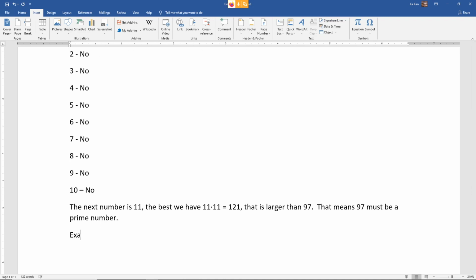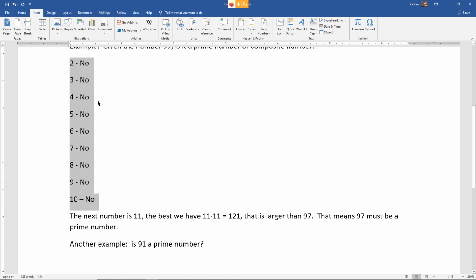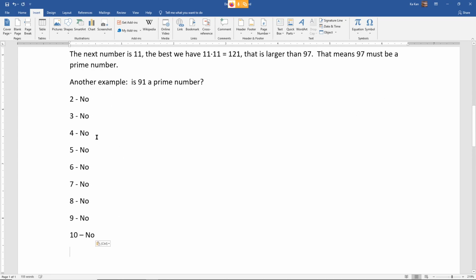I want to show you another example though. Another example is 91, is it a prime number? So this is a tricky one. 91. I'm going to do the same thing as before. I just get all the numbers up here. Of course, I'm going to delete the notes.